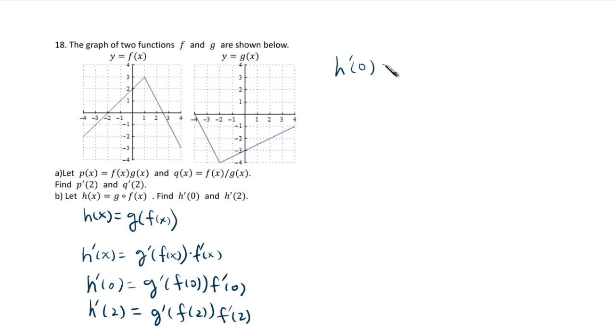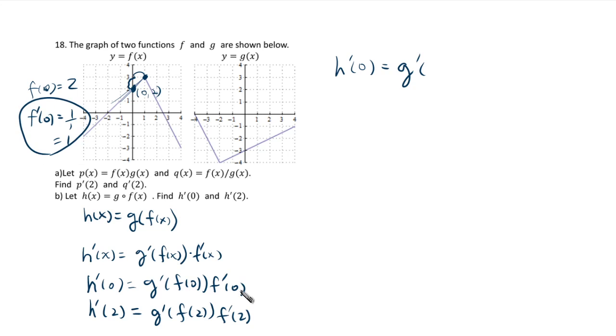H prime of 0 is g prime of f of 0. What is f of 0? At 0, this point 2, so 0 comma 2 is a point that f passes through, so f of 0 would be 2. And also for f prime, we also need f prime of 0, right? So f prime of 0 is the slope here. The slope is rise over run, so we just pick these 2 points. These are straight lines, so I have the slope. So rise by 1, run by 1, so it's 1 over 1, which is just 1, okay? So f prime of 0 would be 1, f of 0 would be 2.